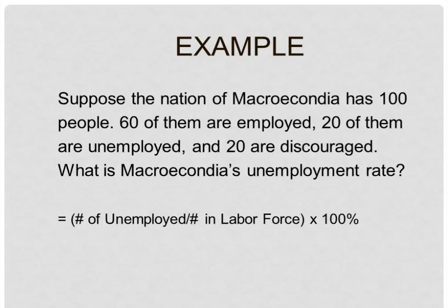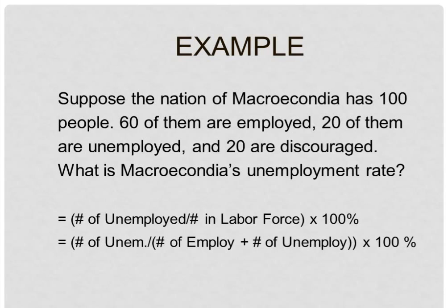Remember our formula. It's the number of people unemployed divided by the number of people in the labor force times 100%. So in this case, well, actually in all cases, remember the labor force is made up of two things. It's made up of those who are employed plus those who are unemployed. So an extended version of our formula is the number of unemployed divided by the number of employed plus unemployed times 100%. So with that information, we can do a little work.